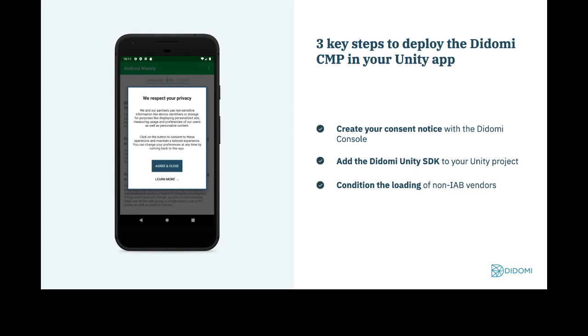So to recap a little bit, the 3 key steps to deploy the Didomi CMP in your Unity app are basically creating a consent notice in the Didomi console, adding the Unity SDK to your Unity project, and then configuring a few of your non-IAB vendors in your app through your developer team, basically.